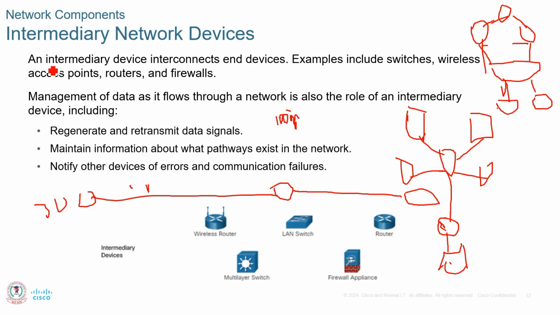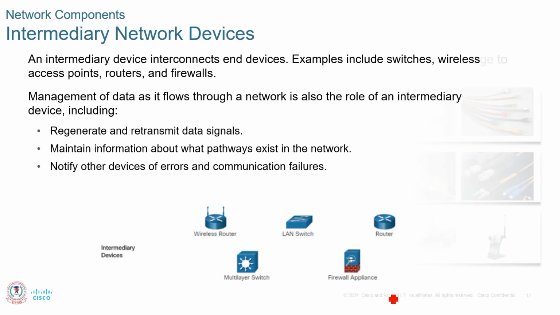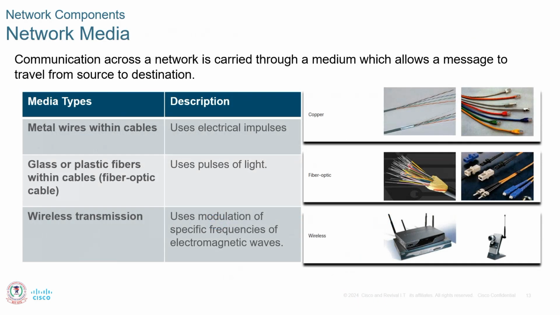So we'll move further. So I've seen the different types of intermediary devices. We have wireless router, LAN switches, router, multi-layer switch. When you see multi-layer switches, we talk about layer 3 switches that operate as a router, and this operates as a layer 2 switch. We have a firewall appliance.